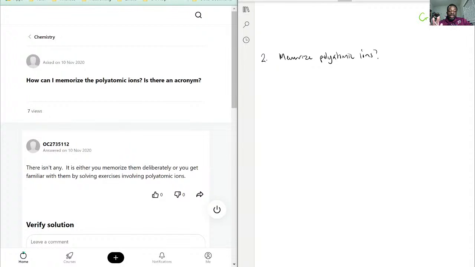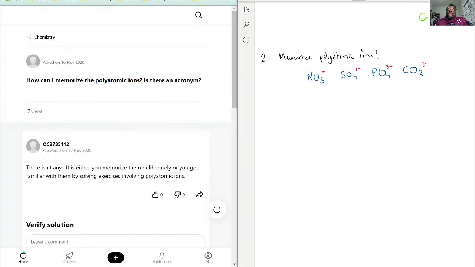The good news is that when it comes to polyatomic ions, there are those that occur frequently, and the ones I can think of are nitrate, NO3, sulfate, SO4, phosphate, PO4, and probably carbonate, CO3. Okay, so those are the most common ones. And in regards to their charge, nitrate is minus, sulfate is 2 minus, phosphate is 3 minus, and carbonate is also 2 minus.